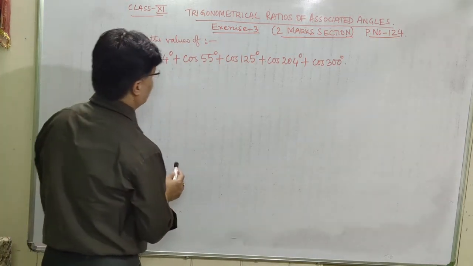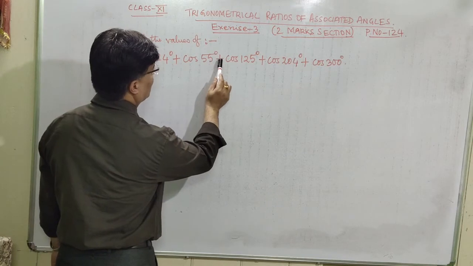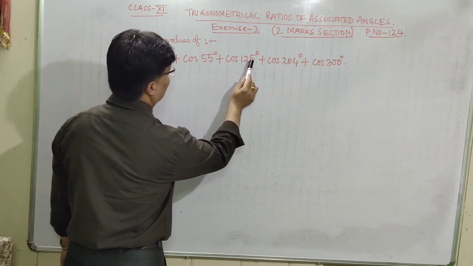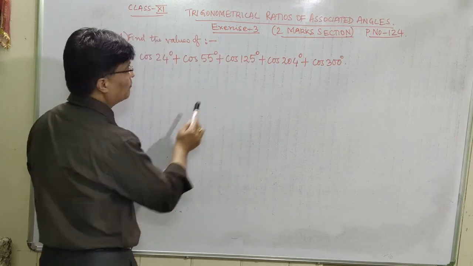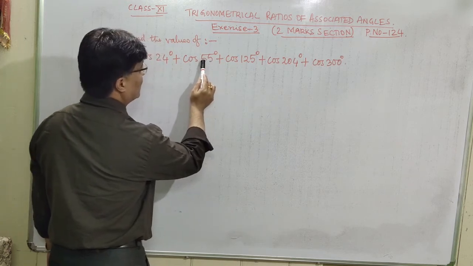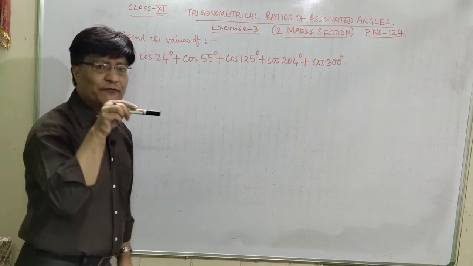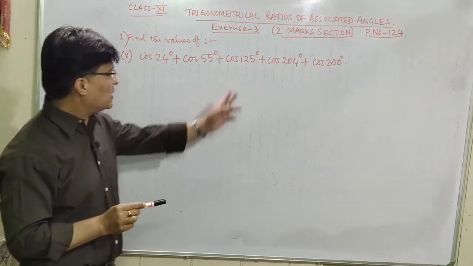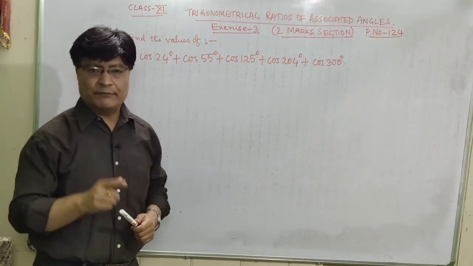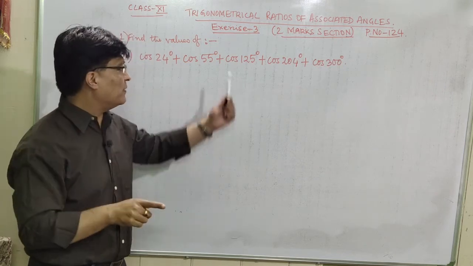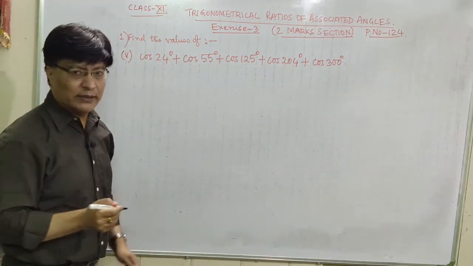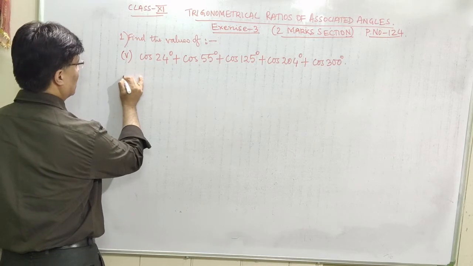Now in this case there is cos 55 degree plus cos 125 degree. Okay. So keeping 55 degree as it is, this 125 degree can be written in terms of 55 degree by writing 180 minus 55. And you know that 180 minus 55 is 125 degree, right? So let us write it here.